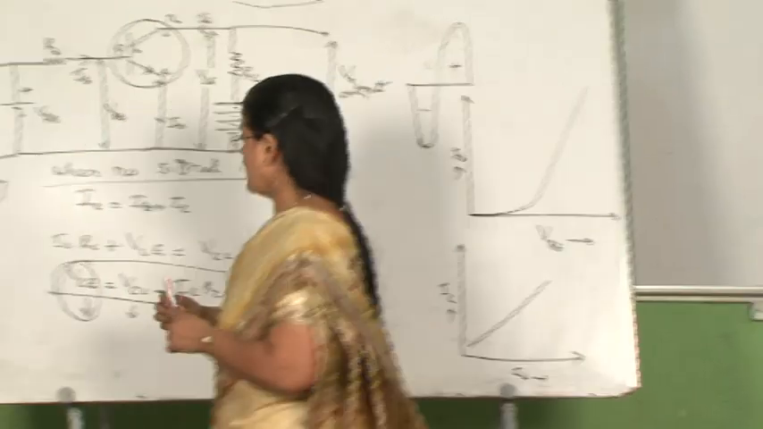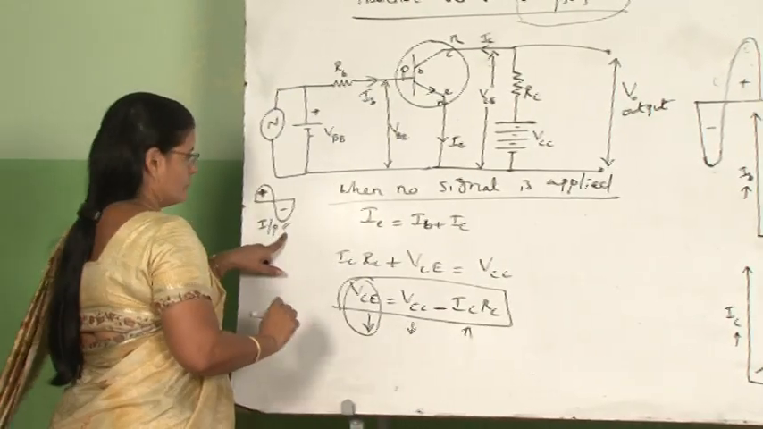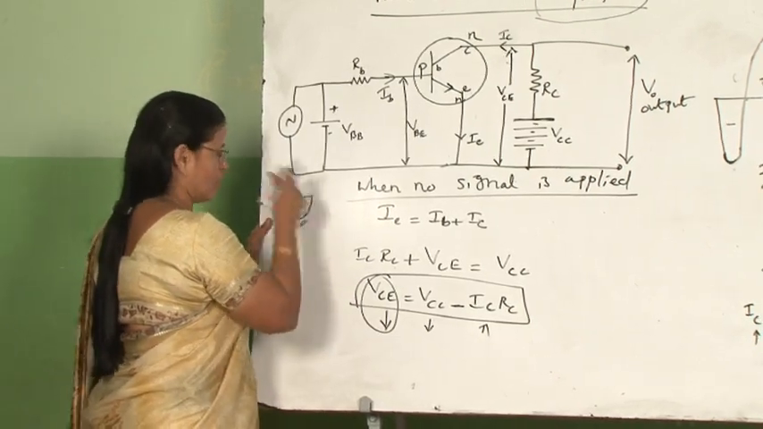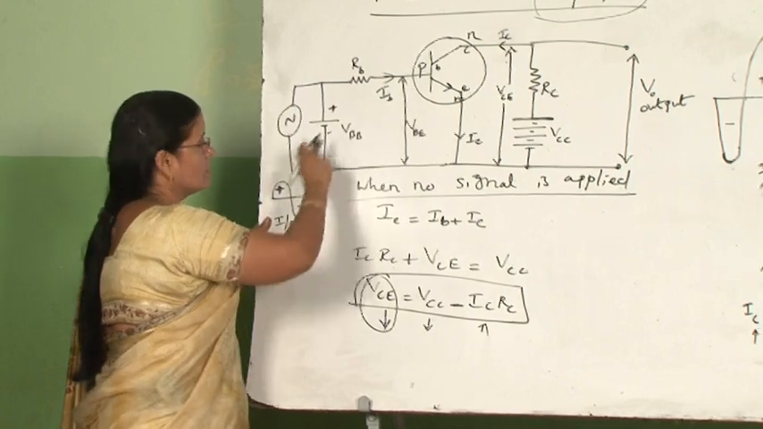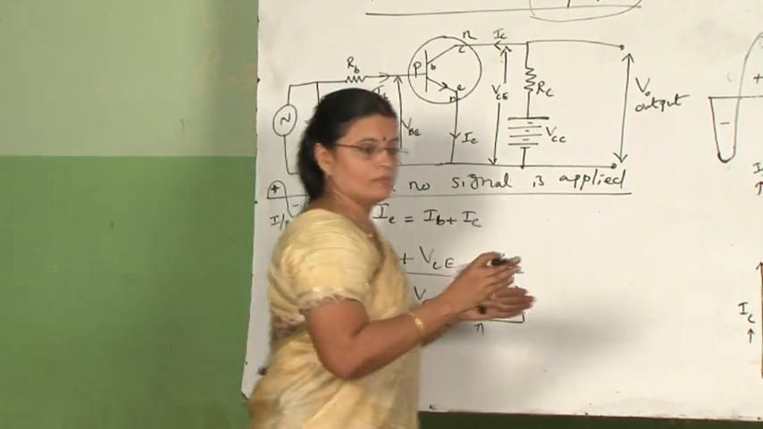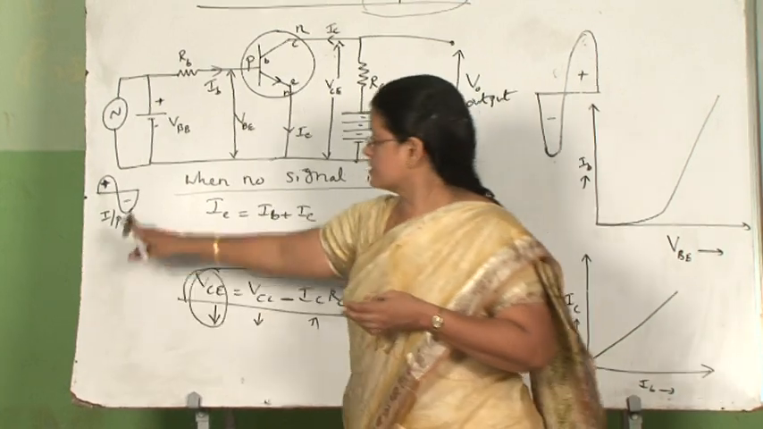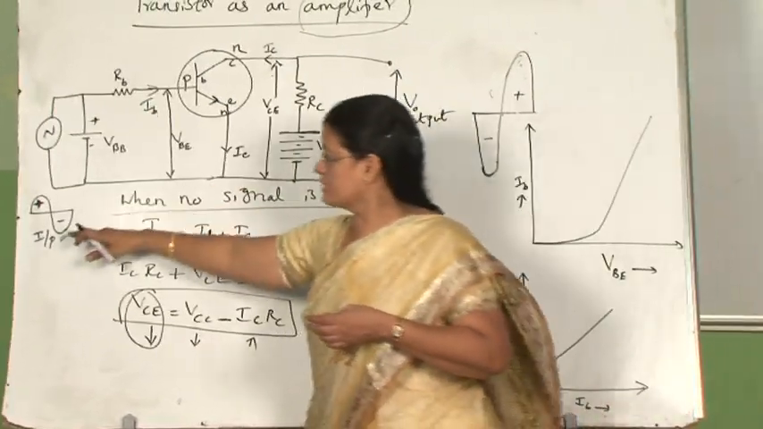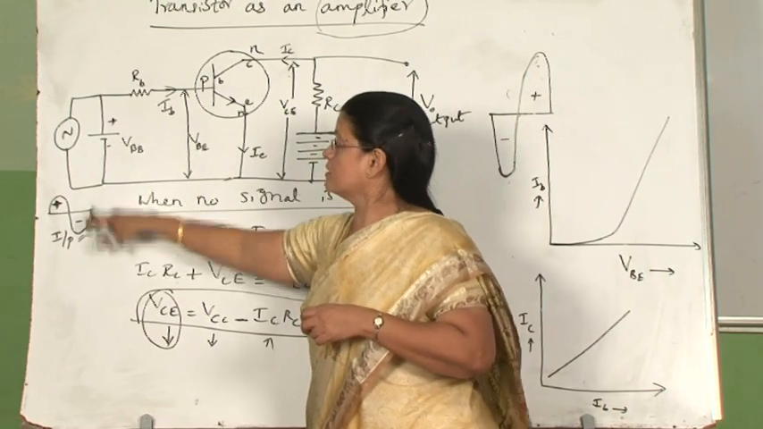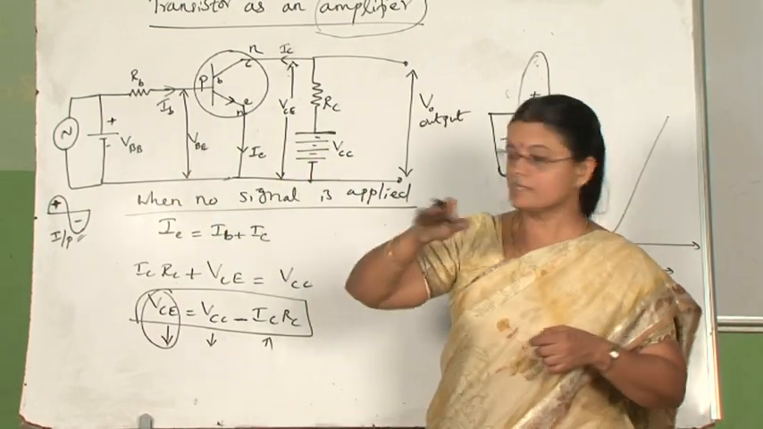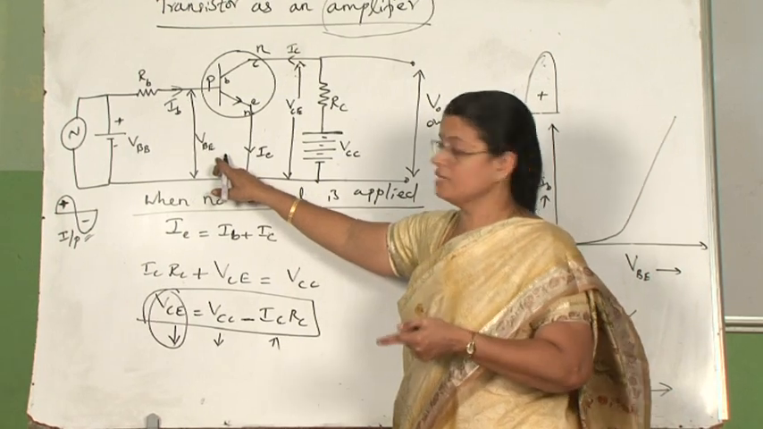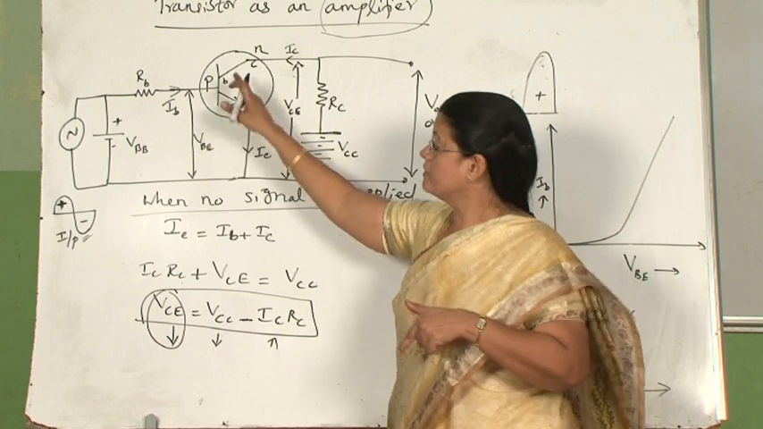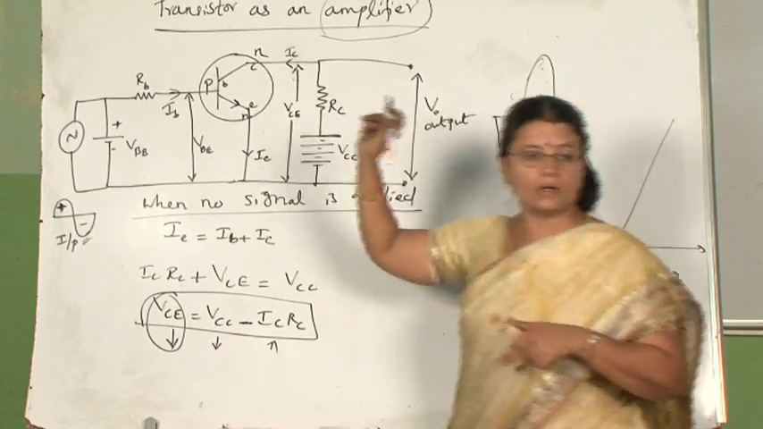So, what we will see is what happens during the negative cycle of the input signal. When the negative section of the input signal is superimposed on this, what happens? The effective input voltage will decrease, because this is negative and the positive terminal is connected to the base section. Therefore, when the negative half cycle of the input signal is superimposed on this, there will be a decrease in the effective input voltage. When the effective input voltage decreases, the input current decreases. When the input current decreases, the output current also will decrease.